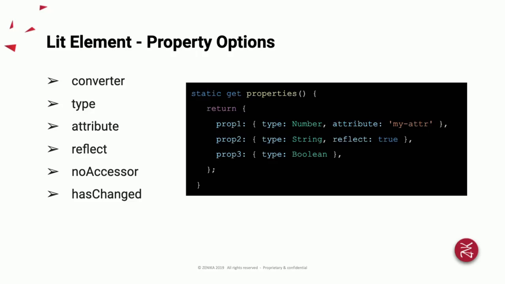For the attribute, we're also not going to tackle that, but by default, if we mention that reflect is true, then if we change the property value to something, it will get reflected to an attribute also called property2. And if we specify an attribute, it's just that whenever prop1 has changed, the value will be reflected to the my-attr attribute. So I guess that's it. These are the property options that are available for LitElement.